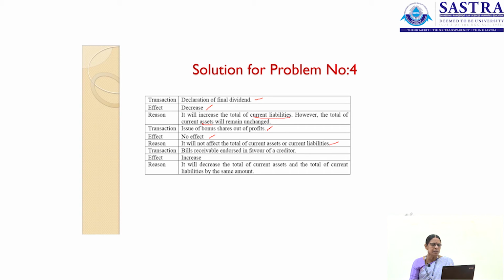Bills receivable endorsed in favor of a creditor. Now, when it is endorsed in favor of a creditor, the bills receivable will decrease and the current liability, namely the sundry creditors, will also decrease. So, the decrease in your current asset, namely the bills receivable, will be offset by the decrease in your sundry creditors. So, we have an increase in your ratio.